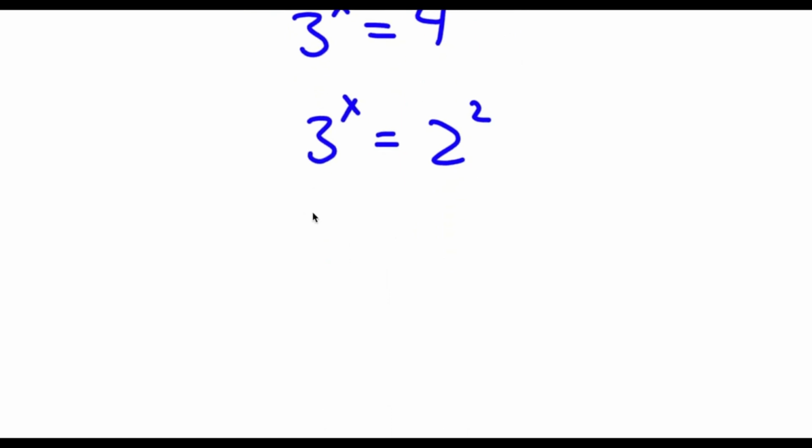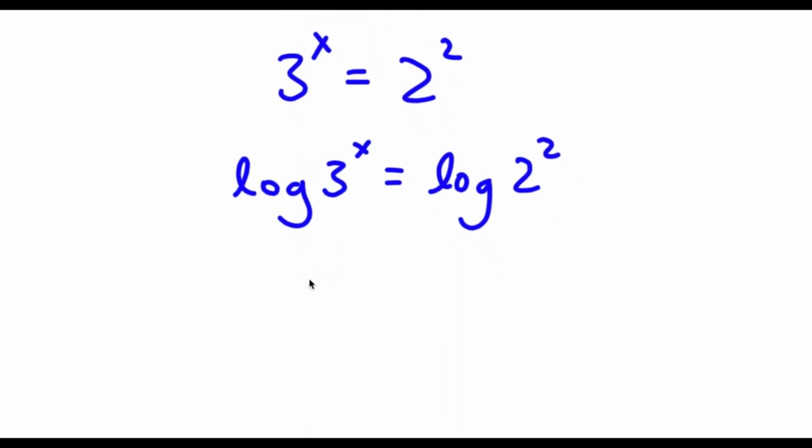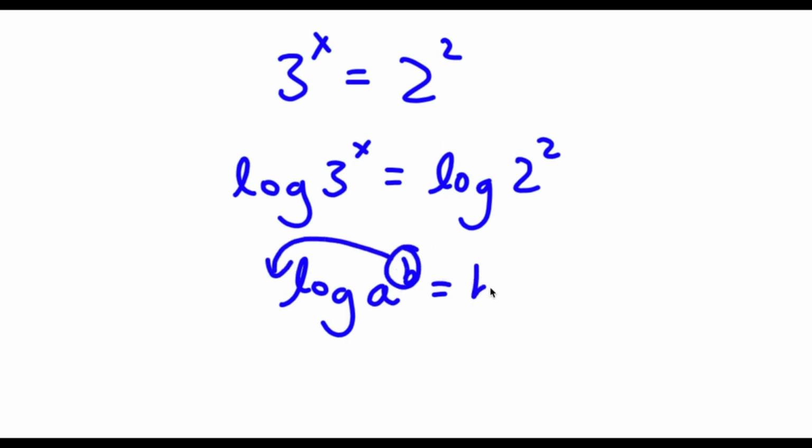Now to solve this, I'm going to first take the log on both sides. So now I have log 3 to the power of x is equal to log 2 to the power of 2. If I have something in the form log a to the power of b, I can actually move this exponent b to the front of the logarithm. So this is going to equal b times log a.